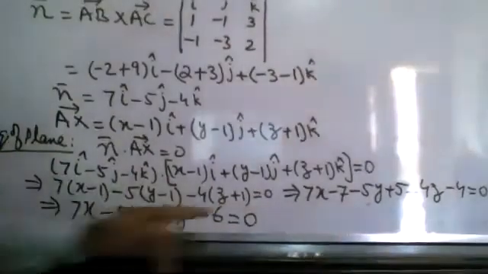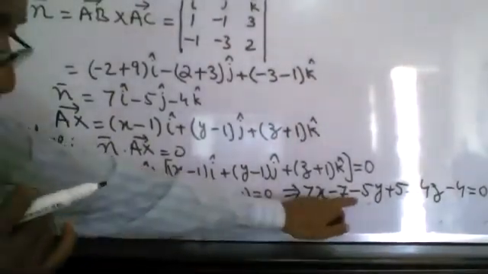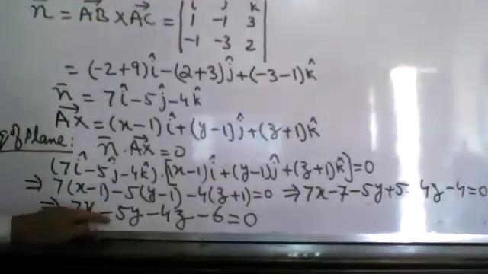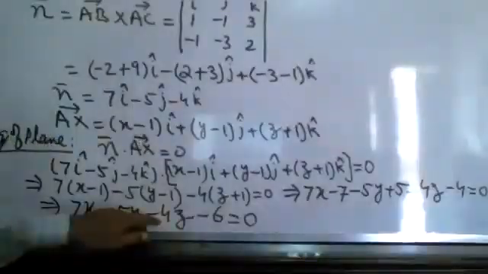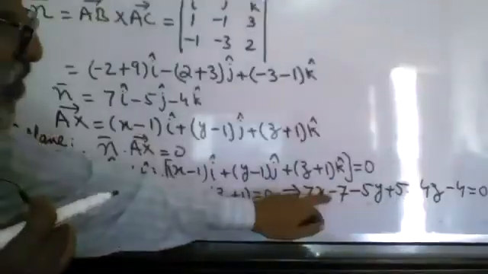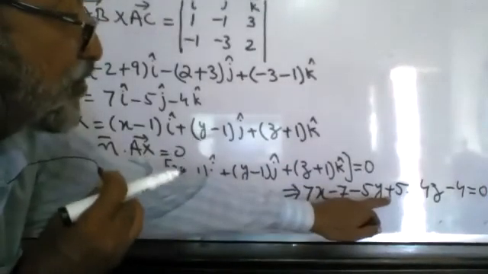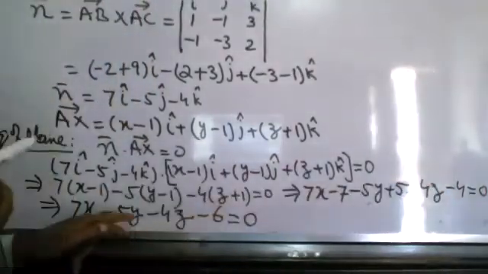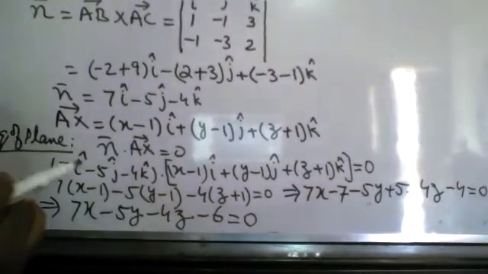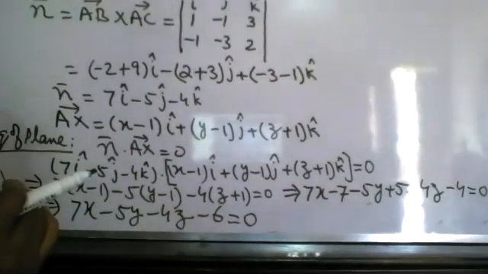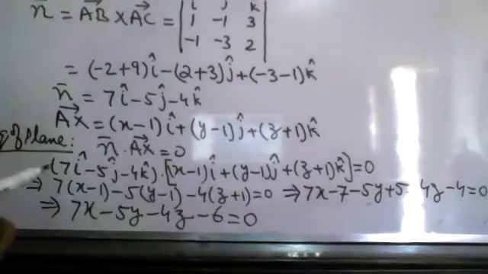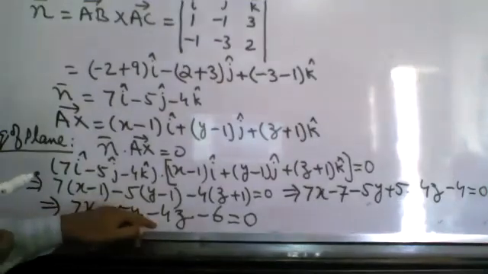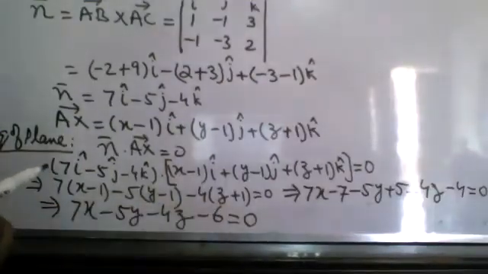7x minus 5y minus 4z, and minus 7 plus 5 will be minus 2. Minus 2 and minus 4 will be minus 6. So minus 6 equal to 0. This is the answer. This is the equation of the plane: 7x minus 5y minus 4z minus 6 equal to 0.